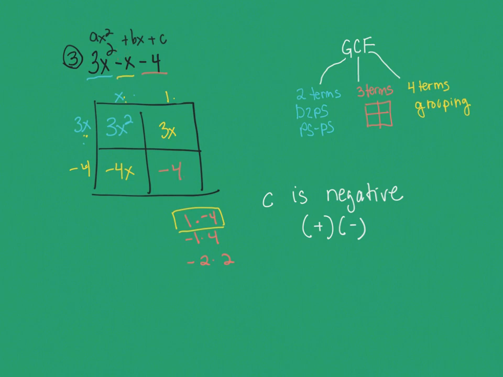Okay, now if that would not have worked, if this right here would not have added up to a negative 1, I would have had to go to my next set of factors.